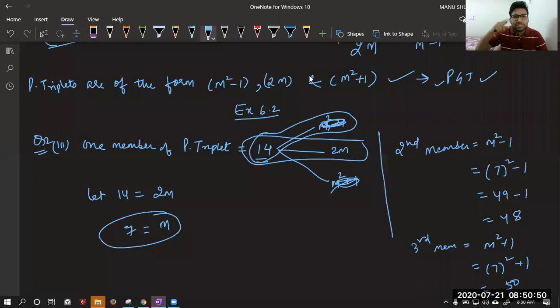What is the hypotenuse in these three? Yes, it is 50, the longest side. The other two sides can change. You can take either as perpendicular, either as base. No issue. Sir, not 16, it is 17.